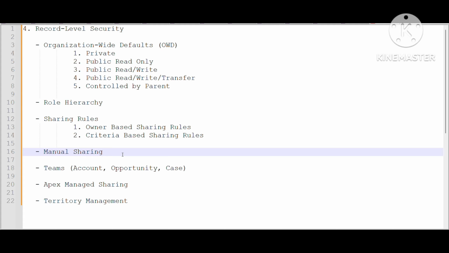Then we have territory management. This is also a very good topic for security. What happens is we create a territory, and based on certain criteria, we add a set of accounts, opportunities, or cases to that particular territory, and we also add certain users to that territory. After that, those users will get access to those records which are part of that territory. This is how territory management works.